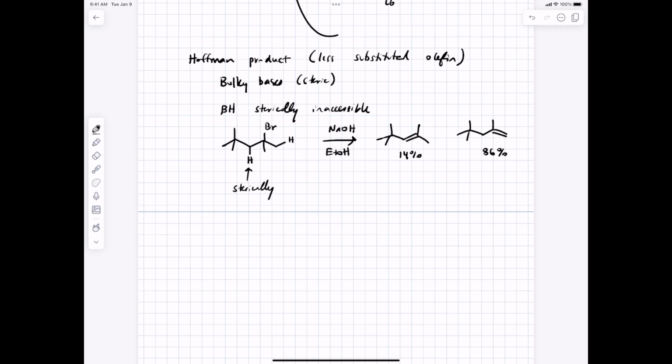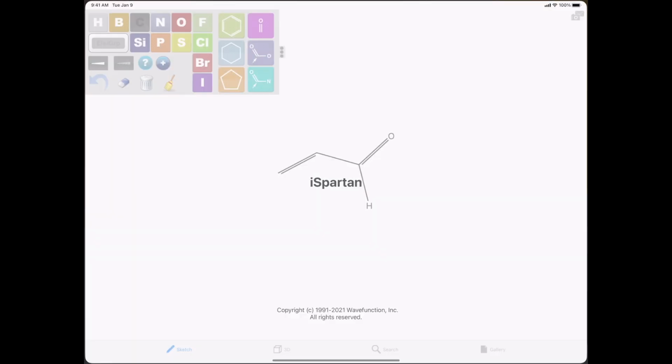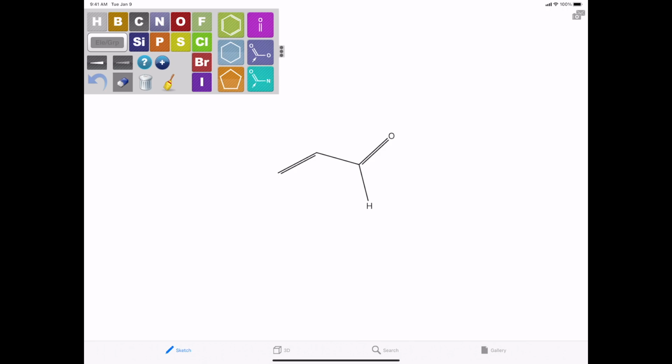Now we're going to do it, aren't we? Yep. Let's build a model and see. I think even if this isn't in the Spartan database, we'll be able to look at it from a space filling point of view.